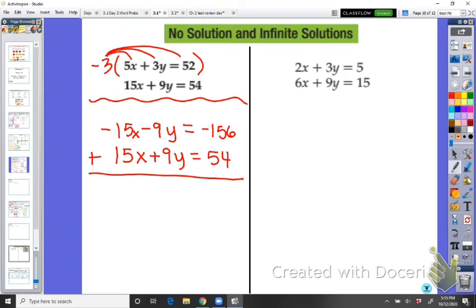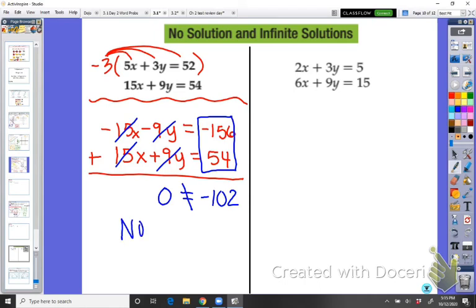You can see that the x's are opposites. They cancel out. But look, the y's are opposites as well. They cancel out. So you have nothing left on that side. And over here you have negative 102 if you put these two together. And we should see that this is not true. 0 is never equal to negative 102. So this has no solution.